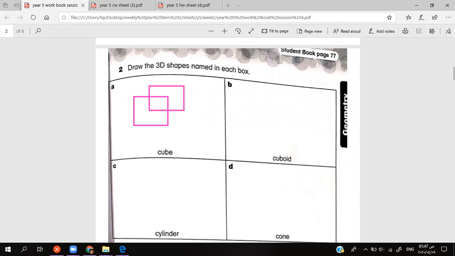Yes, like that. We drew two squares in each other. And then we're gonna match them. I'm trying to make it as accurate as I can because I'm using my mouse. This is a cube. And the cuboid. A cuboid is made of rectangles, so it should be a rectangle drawn in another rectangle. Okay, and then we match.